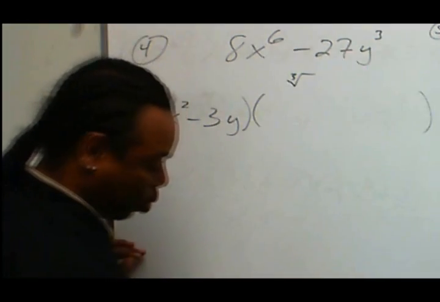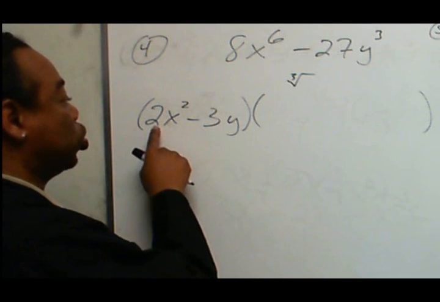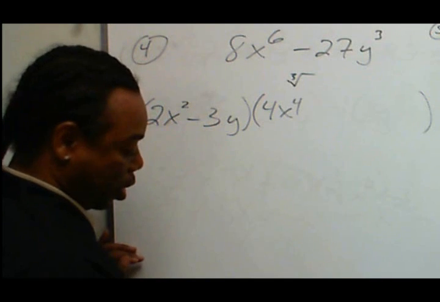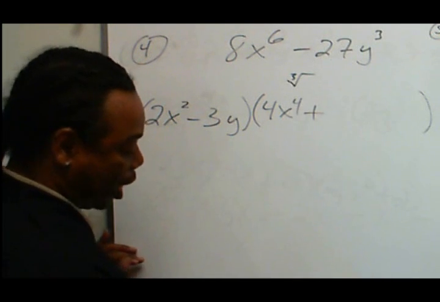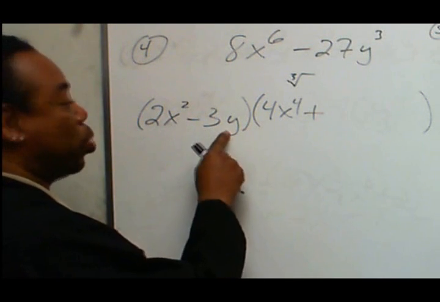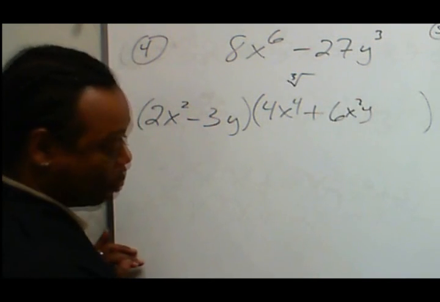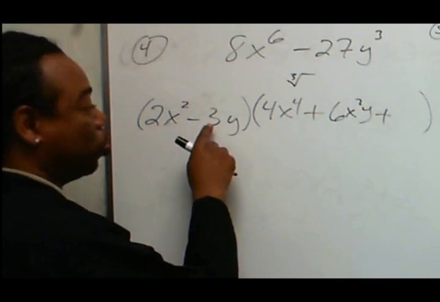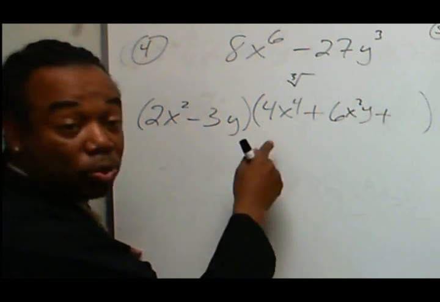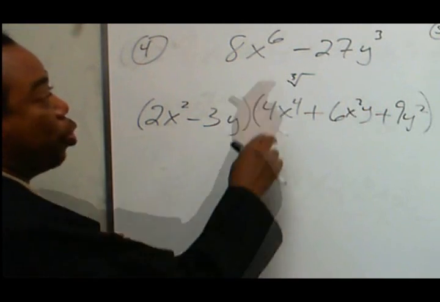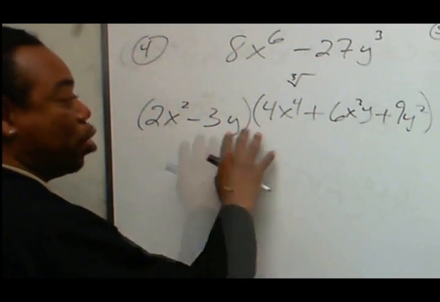Then the rest of it will be a squared, which will be 2x squared times 2x squared, which is 4x to the 4th. Then positive a times b, which will be 2x squared times 3y, that's 6x squared y, and then b squared, which will be 3y times 3y, 9y squared. And so this binomial factors into a binomial times a trinomial.